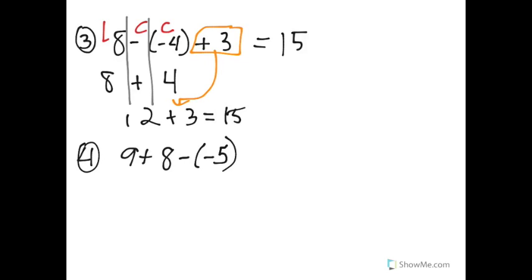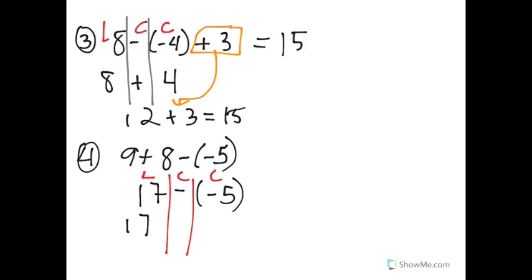Okay, number 4, we have 9 plus 8. Well, 9 plus 8 is 17. We don't need to do anything special for that one. Minus negative 5. Here we'll apply leave, change. We leave the 17, change the minus to a plus, change the negative 5 to a positive 5. 17 plus 5 is simply 22, which means 9 plus 8 minus negative 5 is 22.